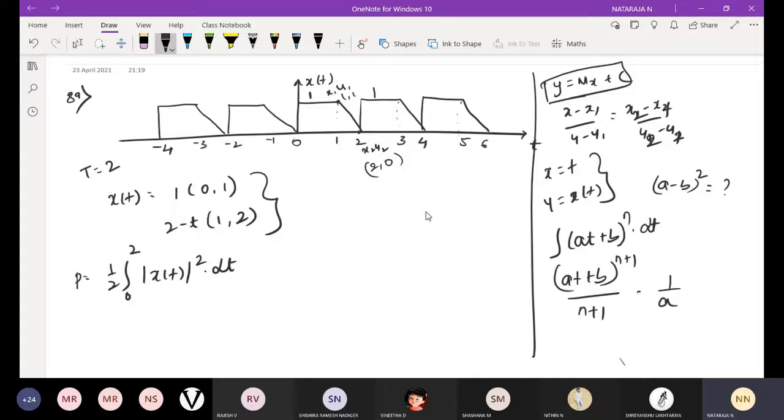What is the answer? 2/3. Did everyone get 2/3?